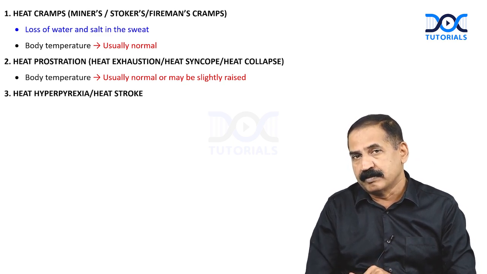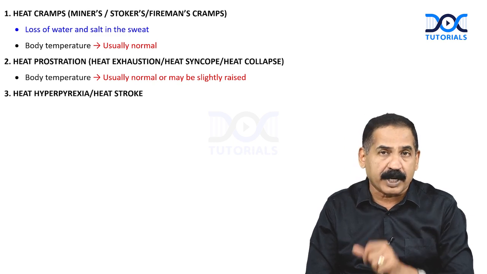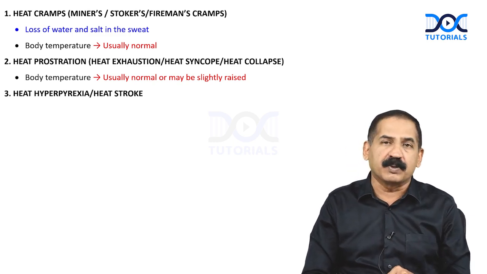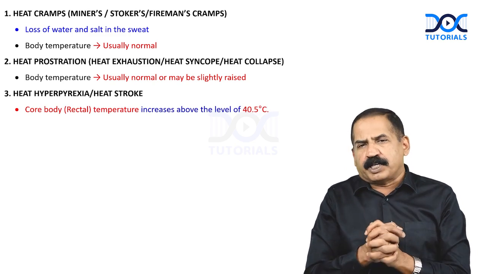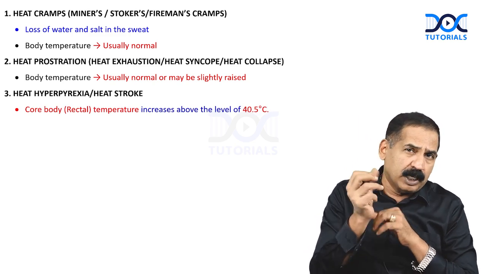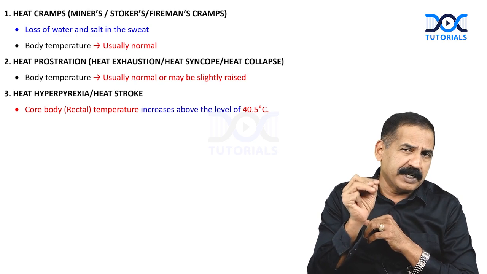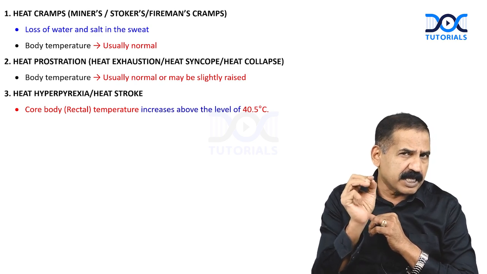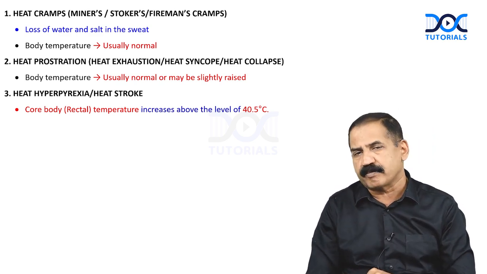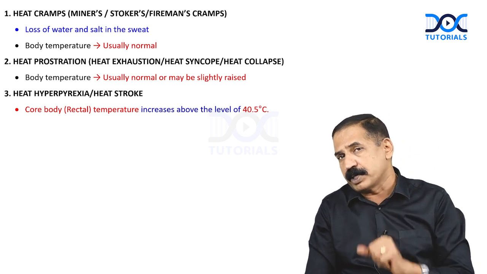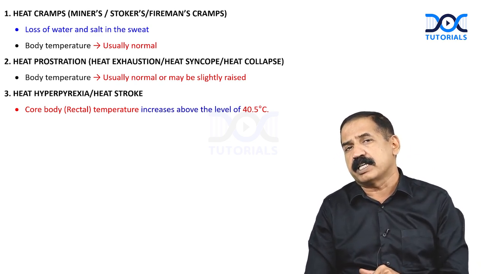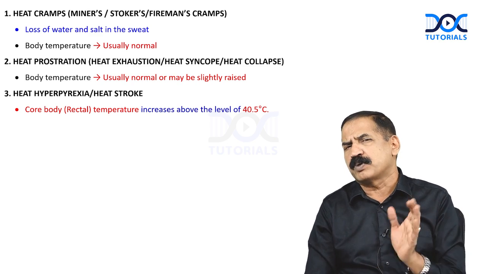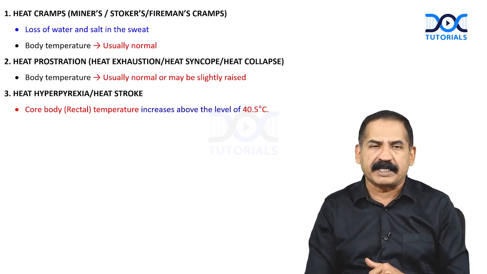Here, many times they ask questions from heat stroke. I tell you the important points under heat stroke. Core body temperature increases above the level of 40.5 degrees centigrade, and this reference is as per Harrison's textbook. Number 1, core body temperature more than 40.5 degrees centigrade means almost 105 to 106 or above Fahrenheit.